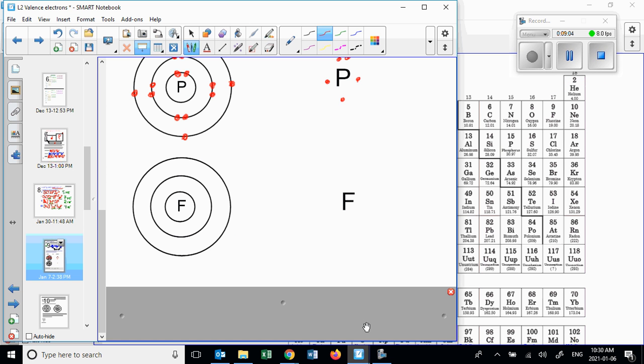I'm going to put down the Bohr diagram. 7. 4, 5, 6, 7. For the actual Lewis diagram, I could have jumped straight to it. I'm only worried about the outside ring of electrons, and that's 7 valence electrons to put on here. 1, 2, 3, 4, 5, 6, 7. And that's a Lewis diagram.